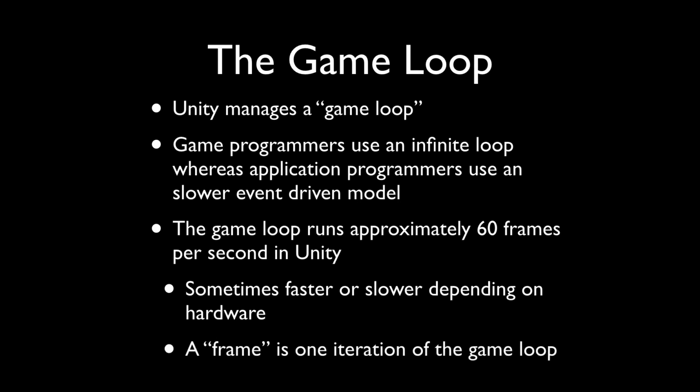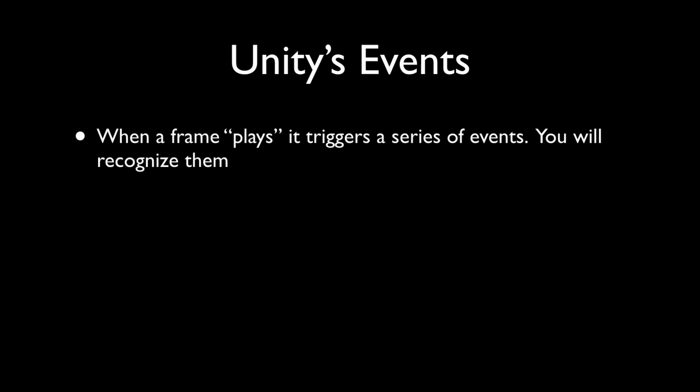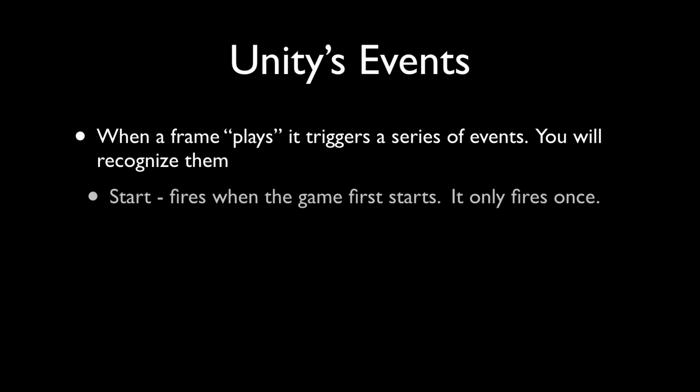So the term here to remember is frame. That's one iteration of the game loop. Each time a frame runs, that's one iteration of that game loop. Unity has an event system, pretty much everything does, but Unity's events are triggered based on these iterations of that game loop. And these are things that you've seen before. You've seen these in the scripts that we've created so far.